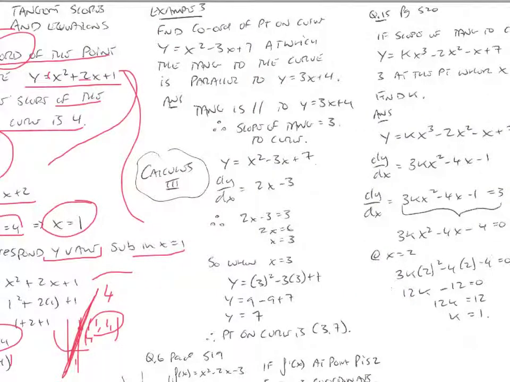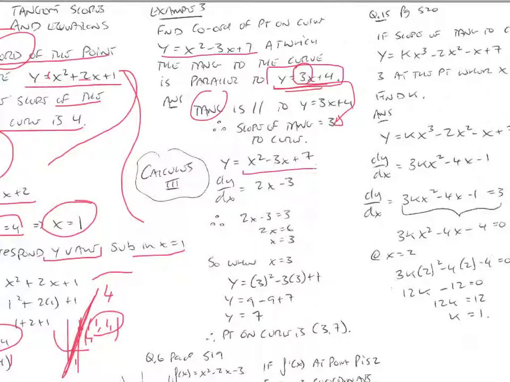Another example, find the coordinates of the point on the curve y equals x squared minus 3x plus 7, at which the tangent of the curve is parallel to the line y equals 3x plus 4. Well, if the tangent is parallel to this line, then the slope of the tangent is the same as the slope of the line, which is 3. So we just need to know how to pick that piece of information out there.